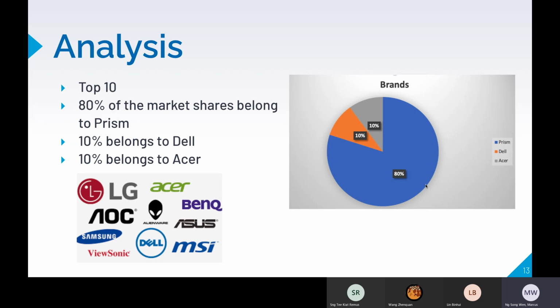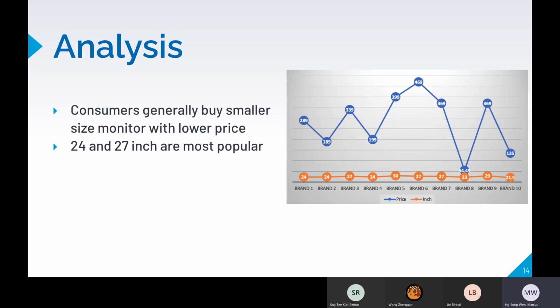One surprising fact we found out is that actually Prism owns about 80% of this monitor market, at least for Lazada. This may be due to the fact that they list and advertise their products more heavily on Lazada as compared to their competitors. Also, we found from the top 10 best-selling monitors that most consumers prefer the size of 24-inch to 27-inch, as their price points are more friendly to the wallet and the size is usually large enough for viewing of screen display.